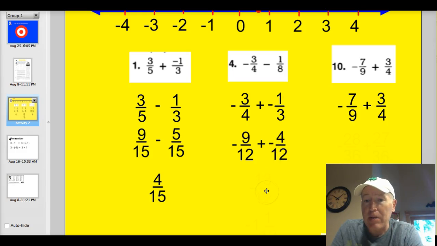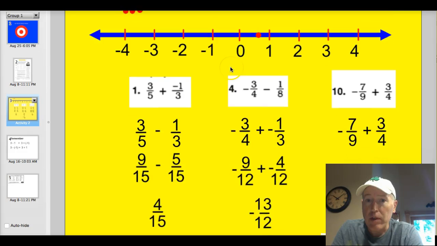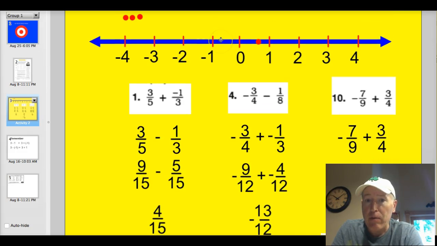Now that I have that common denominator, I can go ahead and add them. So now I've got a negative 9 plus a negative 4 gives me a negative 13/12, which we can rename as negative 1 whole and 1/12. Again, we're at negative 3/4, and we're going to go a little bit further into the hole because we're going to the left. We're adding a negative. All right, that's why I'm always thinking number lines.